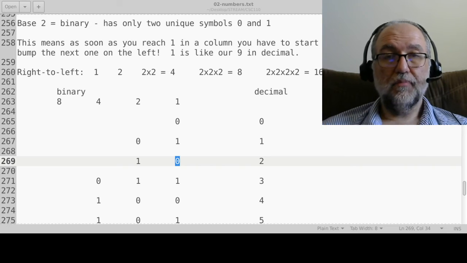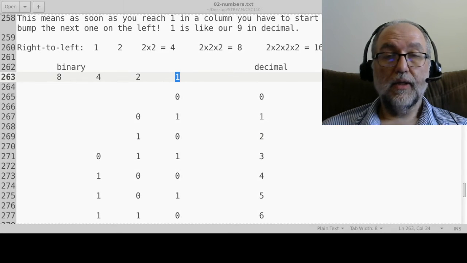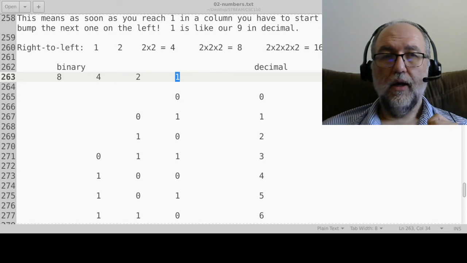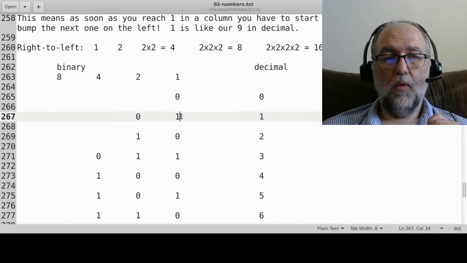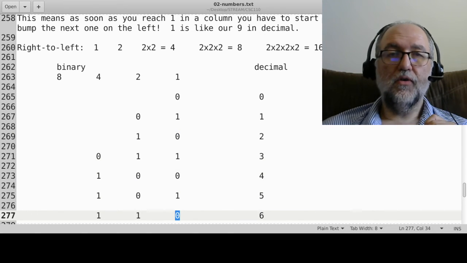Let's look at some patterns here. So look at the pattern in the ones column. This is base 2. So that means that it just takes 2 numbers before you cycle back. So it goes 0, 1, 0, 1, 0, 1, 0, 1, and so on.